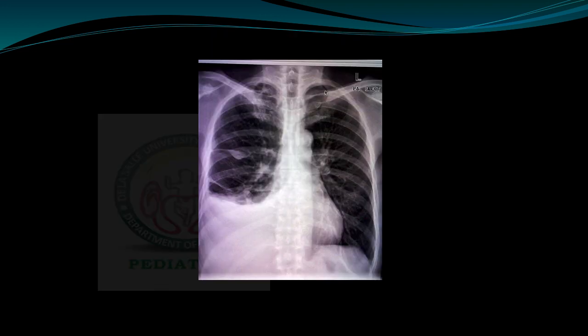This next slide shows you a density at the left lower lung field, which could be secondary to a pleural effusion or a mass in the left lower lung. Now, ideally, the best thing to do in this kind of patient is a lateral decubitus. You let the patient lie on the side, okay, for 15 to 30 minutes, then take a chest X-ray.